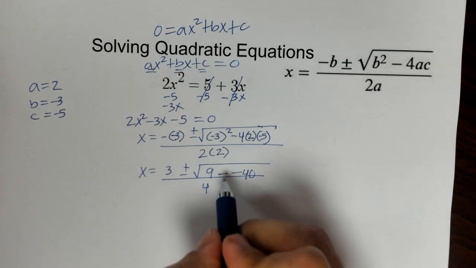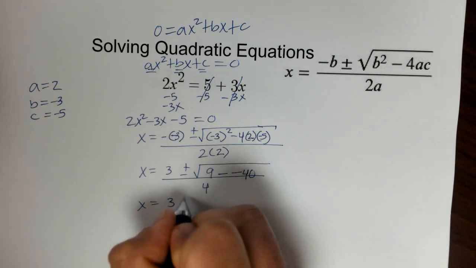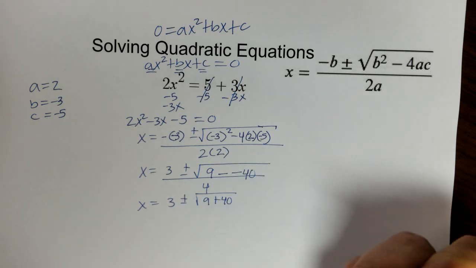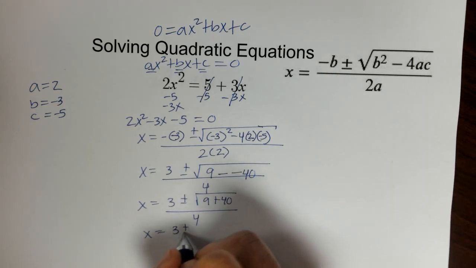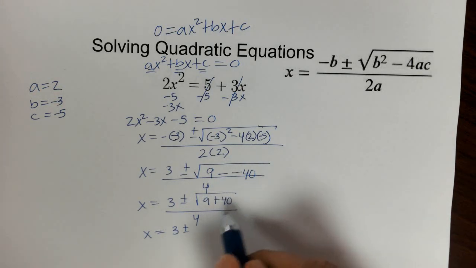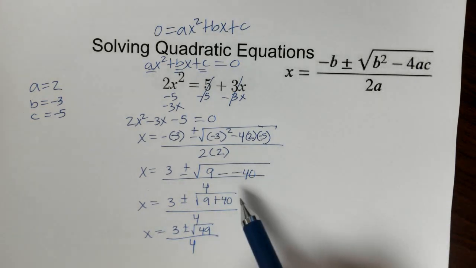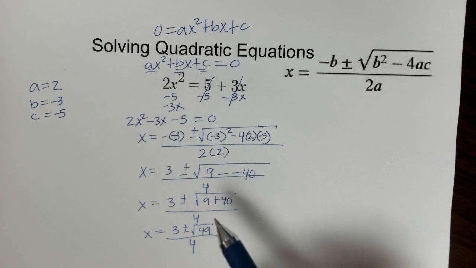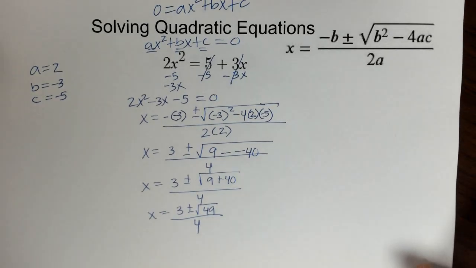Okay, now this minus a negative will turn into a plus. So x equals 3 plus or minus the square root of 9 plus 40, and divide that by 4. And we continue. Here we have the square root of 49 divided by 4. Had we not done a negative here at the back, we would have gotten 9 minus 40, which would have changed this to a whole other problem, right? Like negative 31 or something else. So make sure you watch out for the negatives, okay?